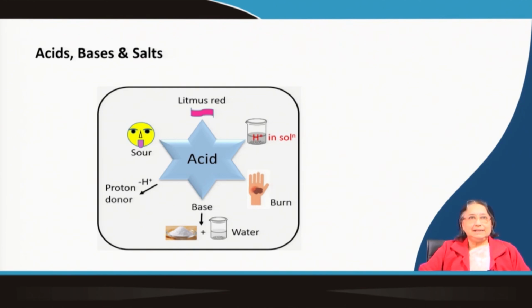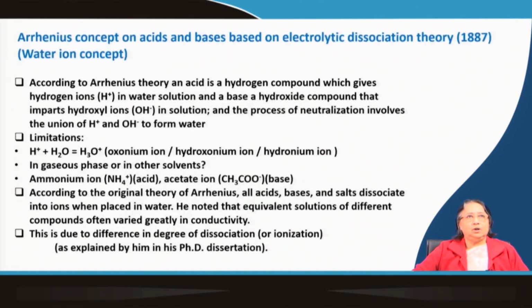It burns the skin, it can donate proton, but all these properties were very old and are not explained by the modern concepts. The first modern concept was given by Arrhenius, and he said that an acid is something which gives hydrogen ions in water solution, and a base is something which gives hydroxide ions, and the neutralization process is nothing but the union of H plus and OH minus to form water.